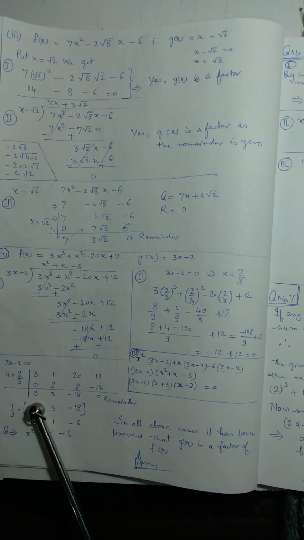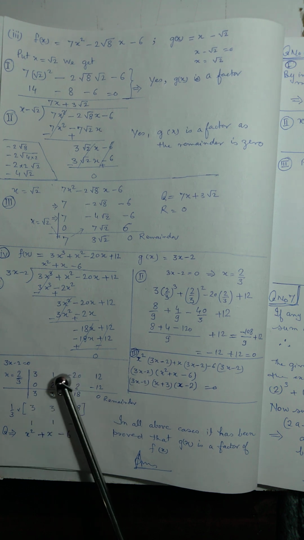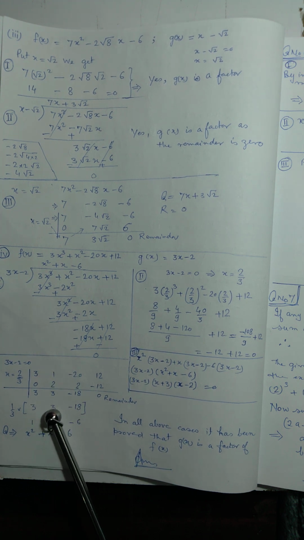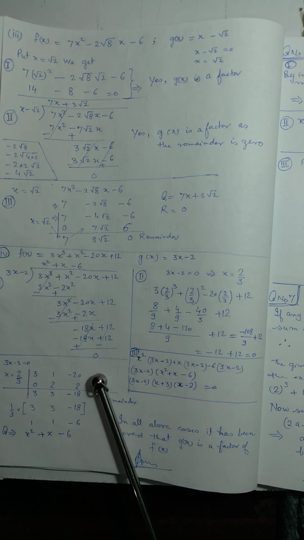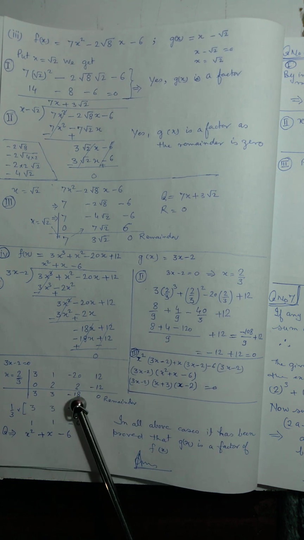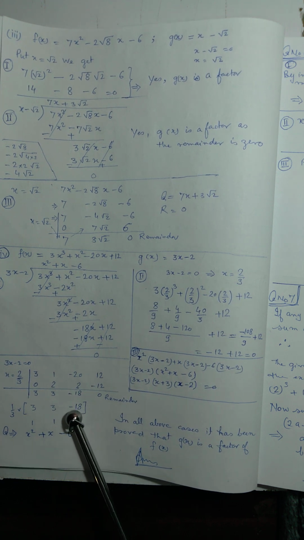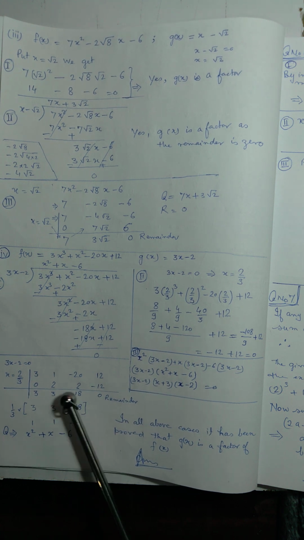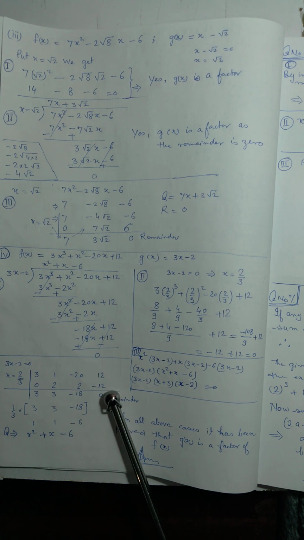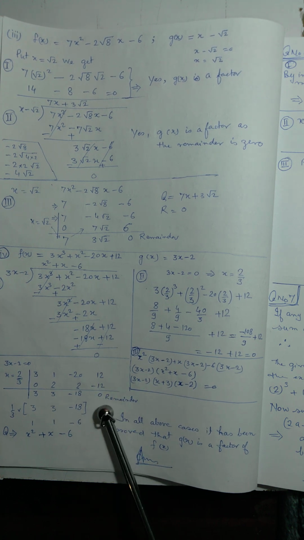Multiply 2 by 3 to 3, you will get 2. Now add it, you will get again 3 here. On adding 1 and 2, you will get 3 here. Again multiply 2 by 3 to this, you will get 2. Now add it, minus 20 plus 2, that will be minus 18. Now multiply this minus 18 to 2 by 3, you will get minus 12. Now add it, you will get 0. It means the remainder is 0.